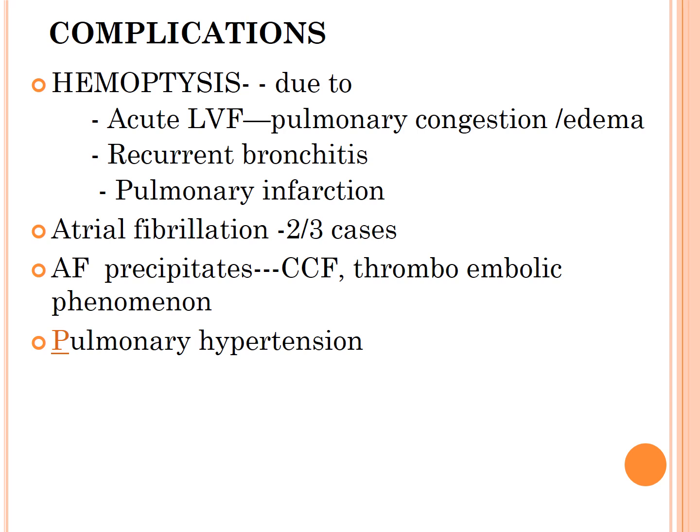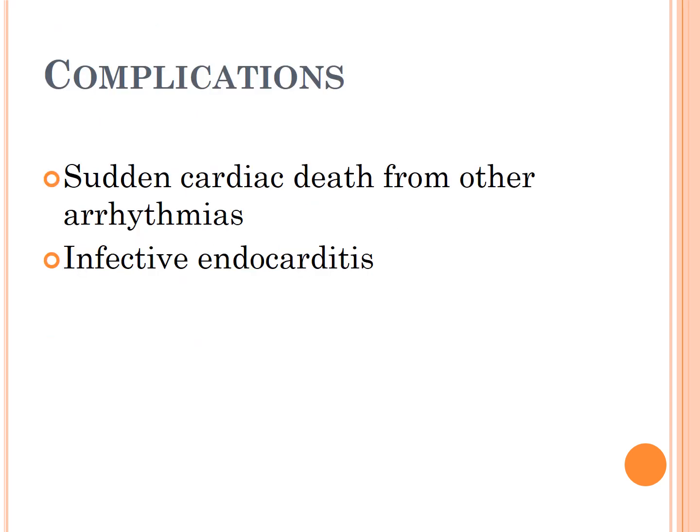So you can get all the features of thromboembolism in different organs, and pulmonary hypertension can occur. Sudden cardiac death is another complication that occurs due to arrhythmias, and then infective endocarditis is another complication.